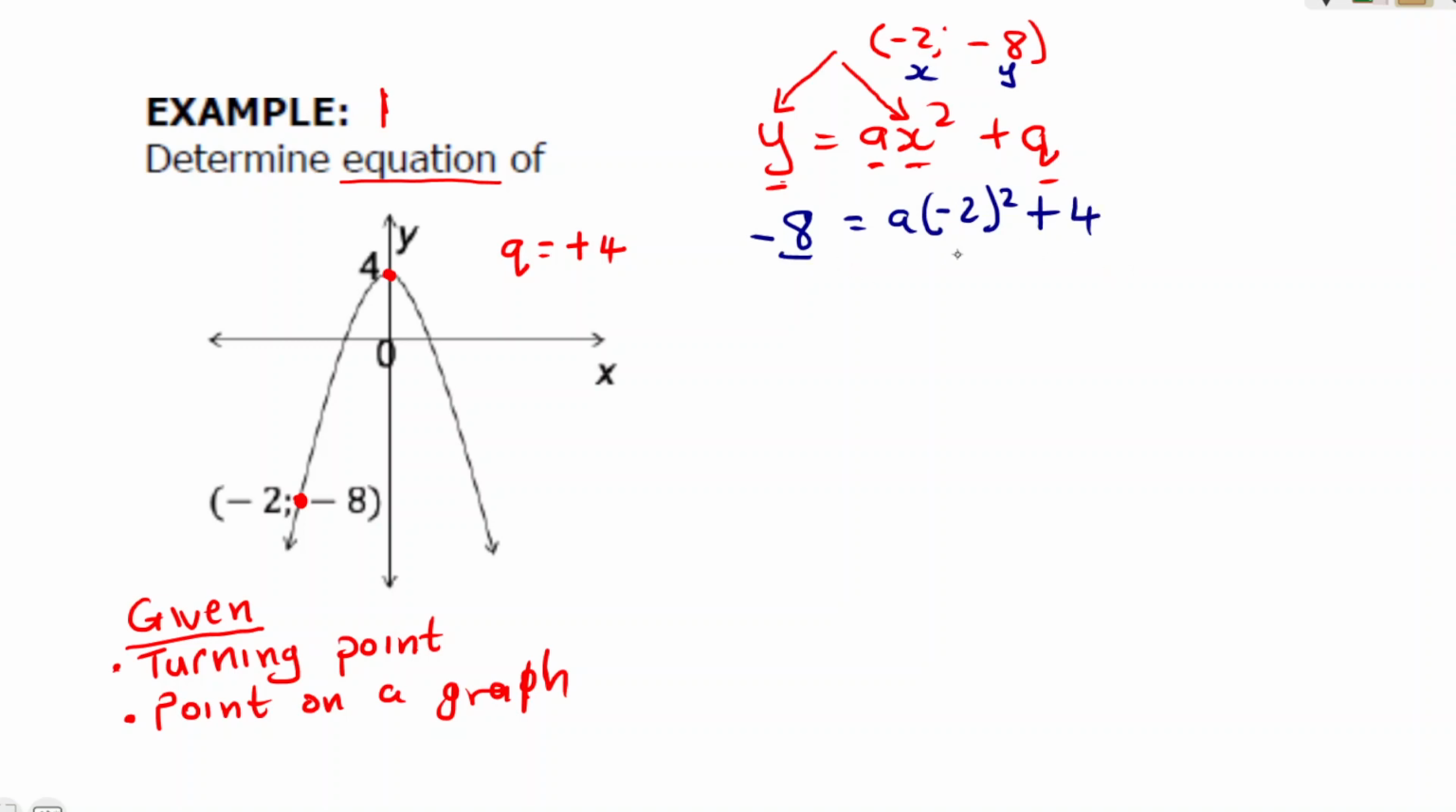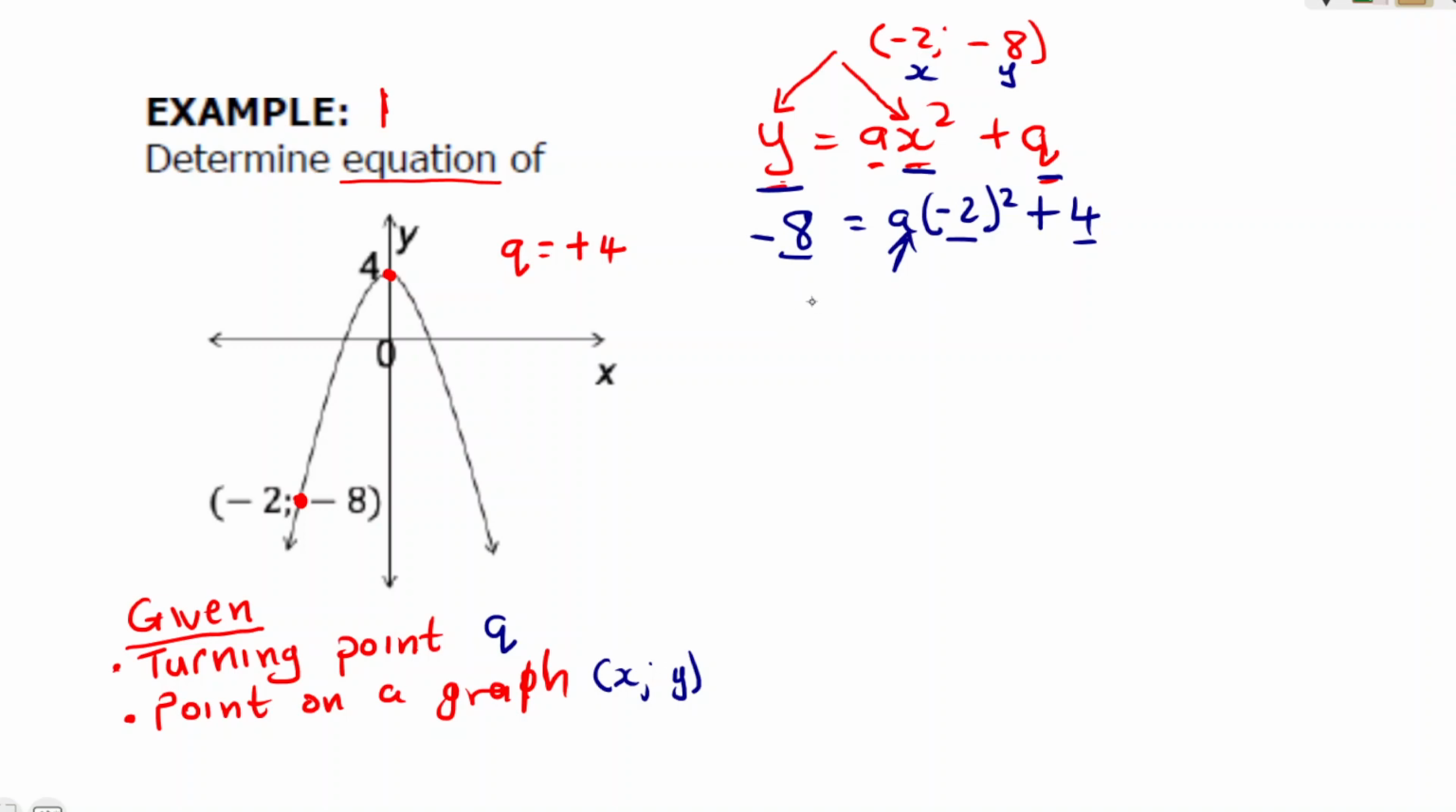So we do have y, we do have x, we do have q. This is what we're given. They gave us a turning point. The turning point we said is q. They gave us a point on the graph. The point on the graph is x and y. So you can substitute all these three variables, the y, the x, and the q. Then you must go and find a.